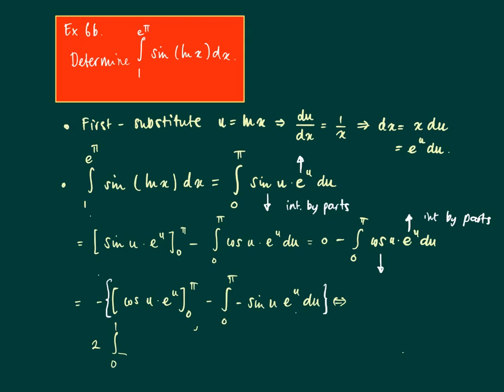Which means that if we look at the left hand side, we started off with the integral, and here we have the same integral with a minus sign on the right hand side. So if we move it to the left hand side, we get 2 times the integral is 1 times minus the cosine u e^u between 0 and pi, which is e to the power pi plus 1. So the integral is actually half of this value, e to the pi plus 1 divided by 2.